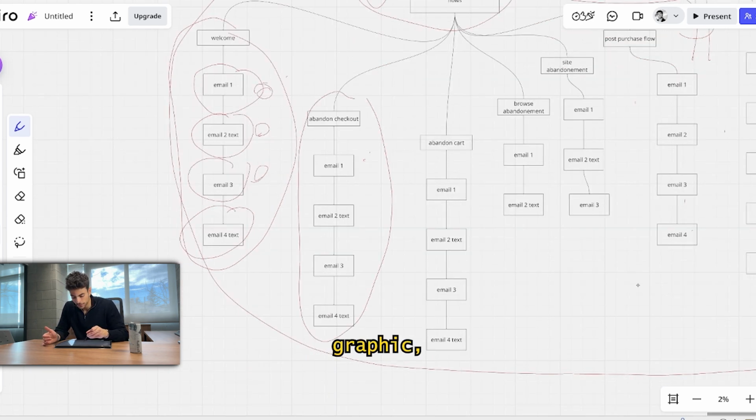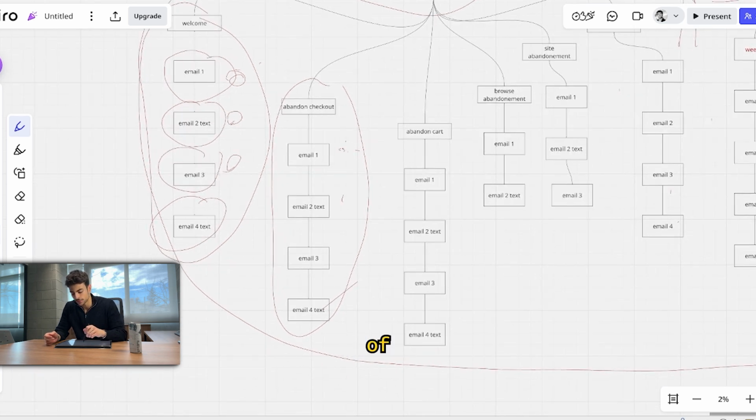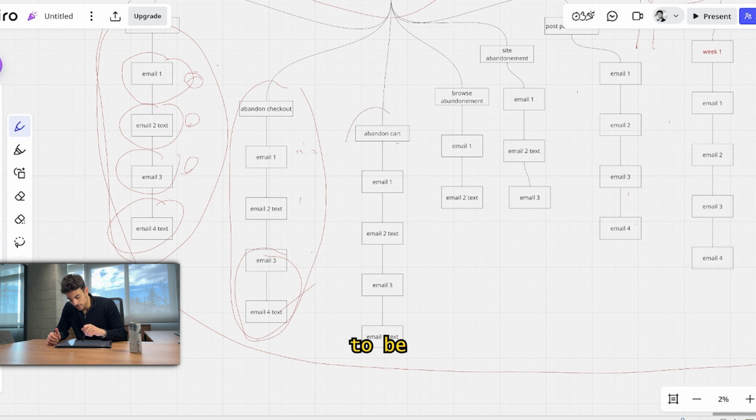Same thing, one graphic, one text, one graphic, one text. Then from there, you're going to create a lot of urgency and don't give them the discount instantly. You can give them a discount around the 3rd or 4th email. Abandoned cart is going to be very similar, if not the same, to the abandoned checkout.